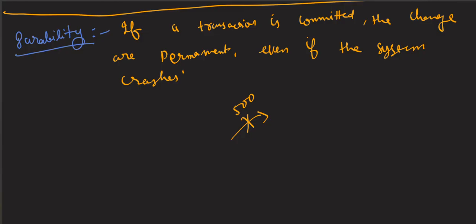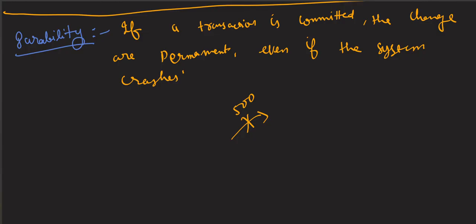So we have seen the four properties of a transaction. Let's recap first. First is atomicity. Atomicity means it will either complete fully or not at all. So all or nothing, you can say. And the second is consistency. If money is reduced from your account, then it should be deposited in the other account. If your account is debited, then the account of the person you are sending money to should be credited. This is called consistency.